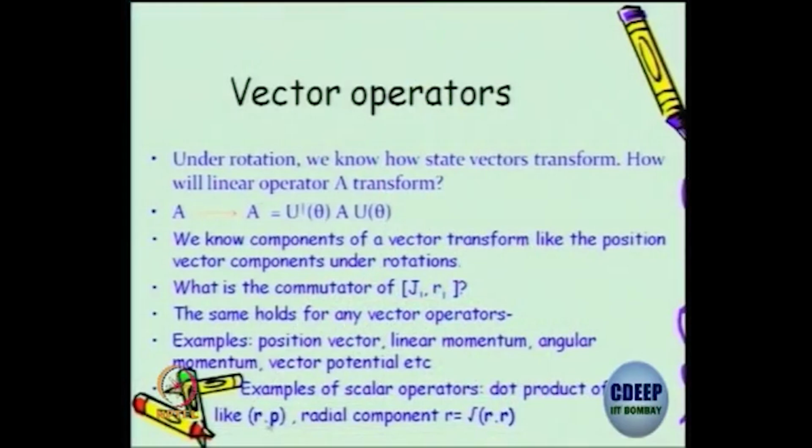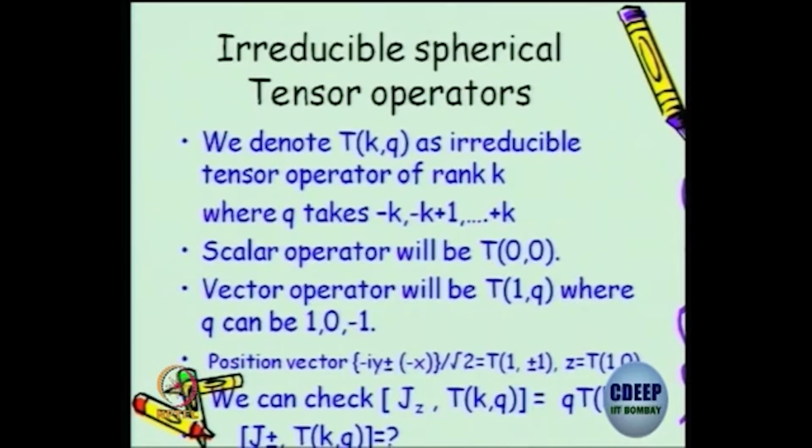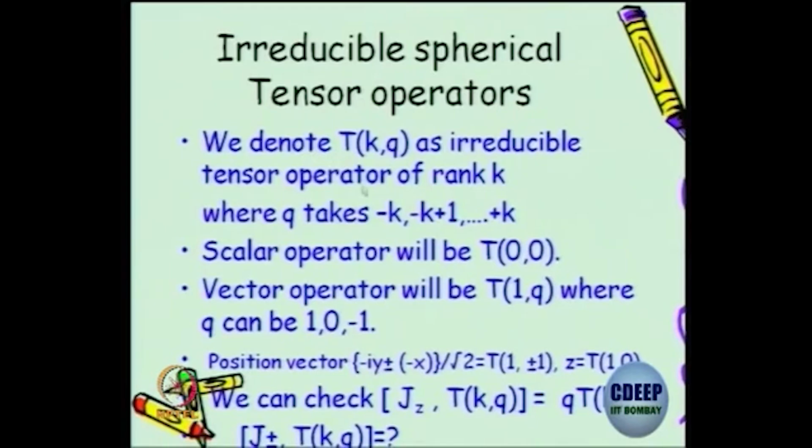So scalar products, examples: radial component which is square root of R dot R, R dot P, A dot P, A dot B, all kinds of dot products. They are all scalar. Okay, so now I am slowly getting on to a notation, and then I will give you some examples, that way you will understand what is going on. We are going to call a tensor operator a tensor operator of rank k. Okay, so take this as a definition.